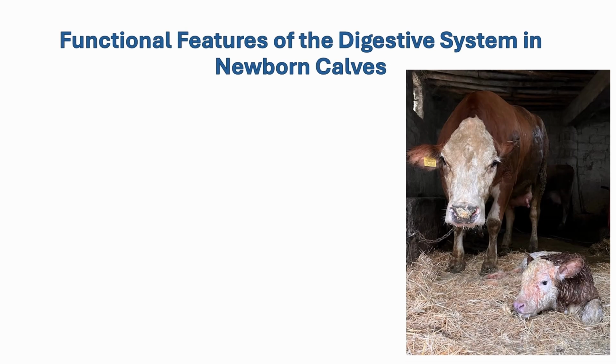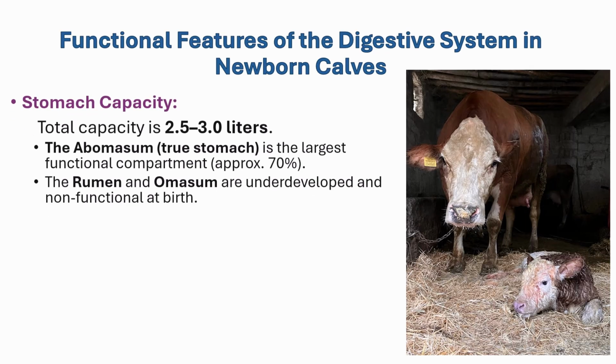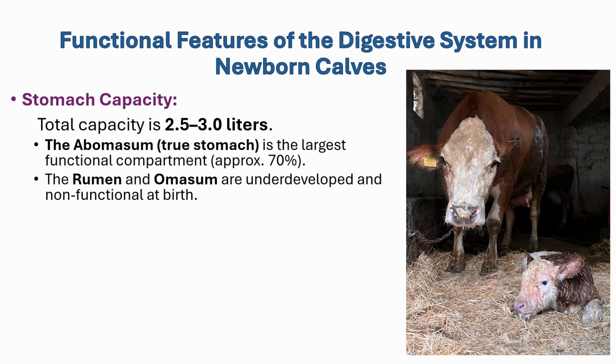The digestive anatomy of a newborn calf is quite unique. At birth, the total stomach capacity is roughly 2.5 to 3 liters. However, unlike adult cattle, the abomasum, or the true stomach, is the only functional compartment, making up about 70% of the total volume. The rumen and omasum remain underdeveloped at this stage.